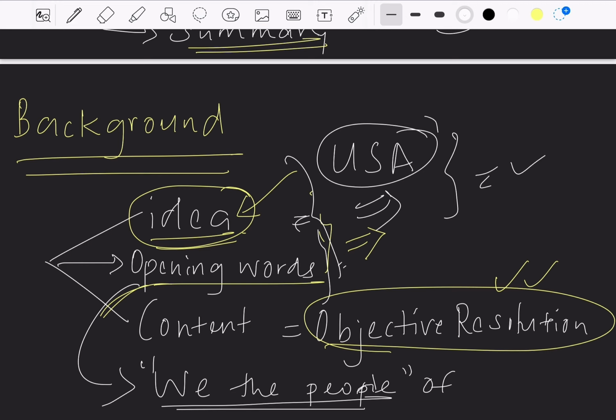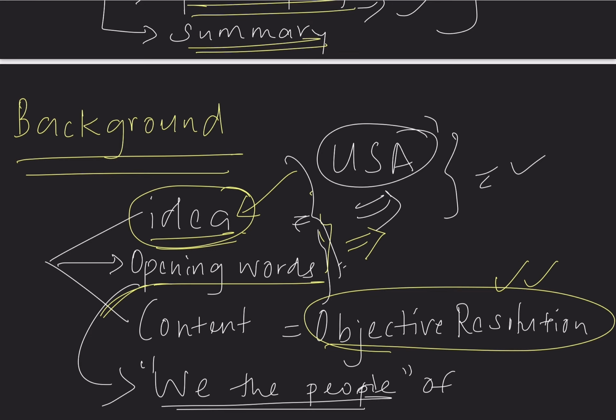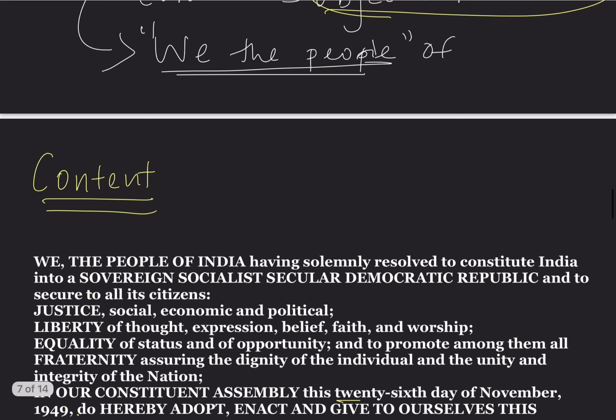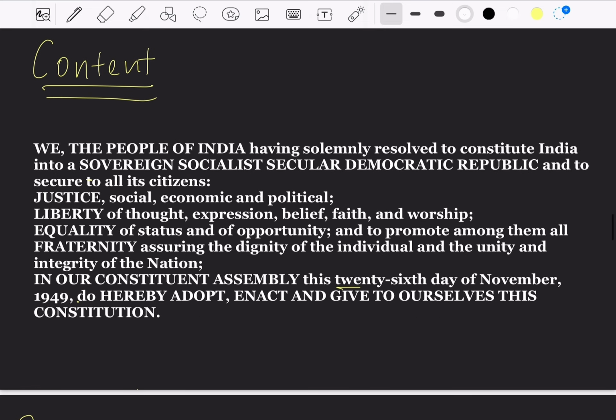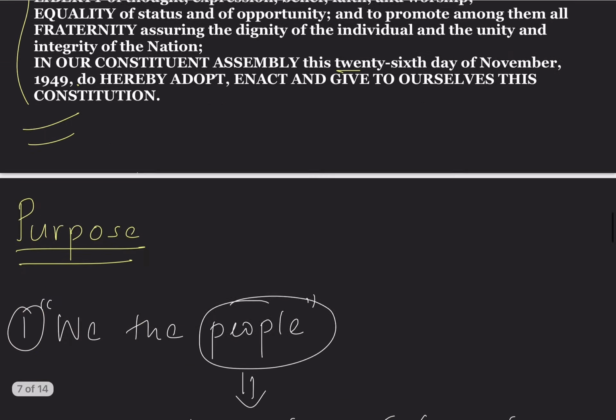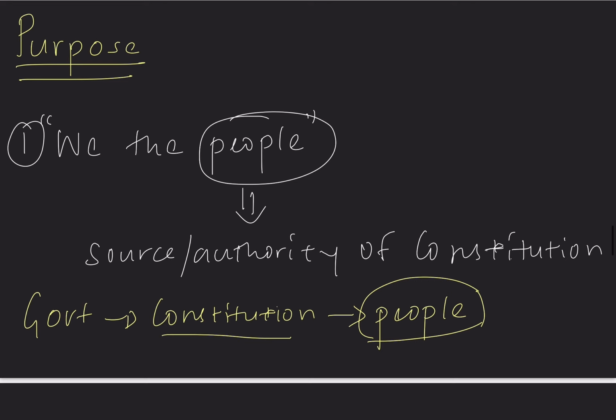The next thing, the content or the text of preamble was derived from objective resolutions. So, the meaning of objective resolutions we might have already studied in history. So, the next topic we are going to study under preamble is the content or the text of preamble. So, this is the text of preamble. The entire text of preamble, it is very important to know it by heart because it may be directly asked in mains examination.